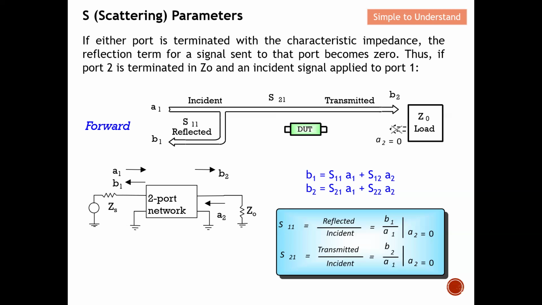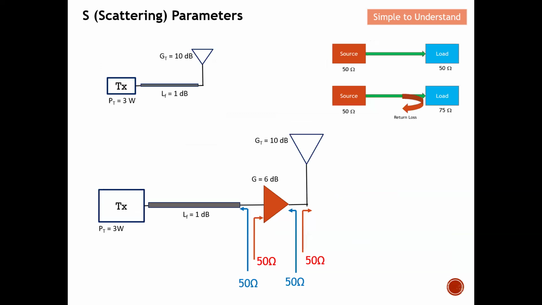But before I come to this, let me describe why we need to terminate a port with 50 ohm before we can commence any measurement. Let's say, as you can see from this diagram, we have a transmitter, a transmission line, and an antenna. All these can be made by different companies. Different companies make all these devices, so how do we integrate them into one?